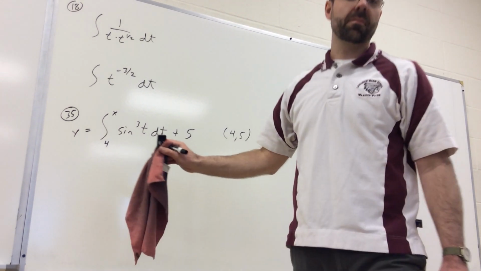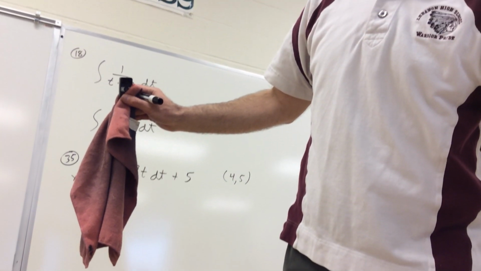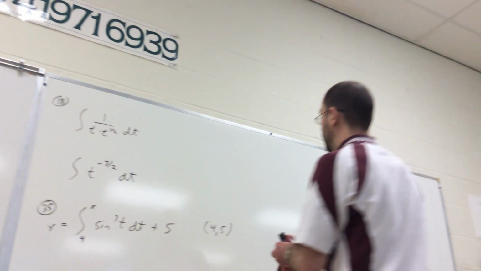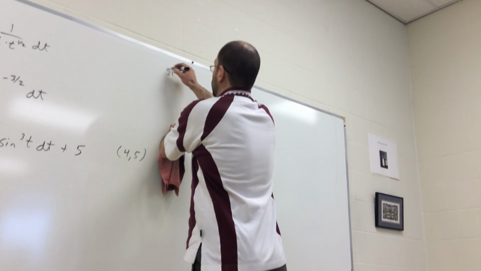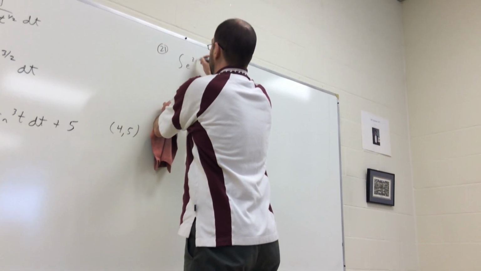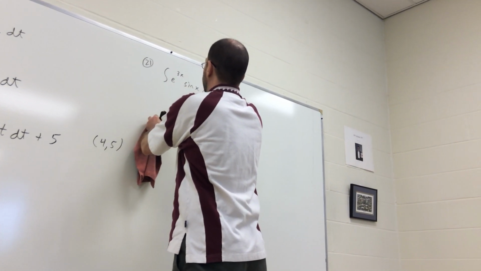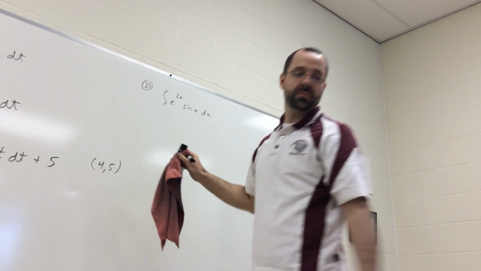Yes? 21? So this is BC only: the integral of e to the 3x sine of x dx.